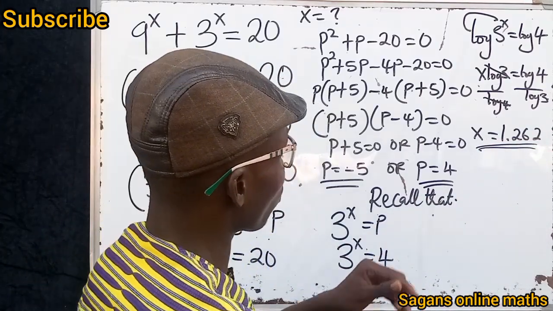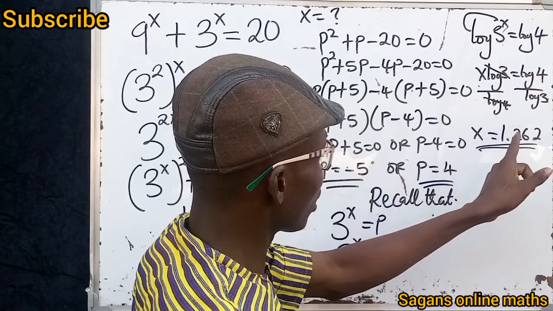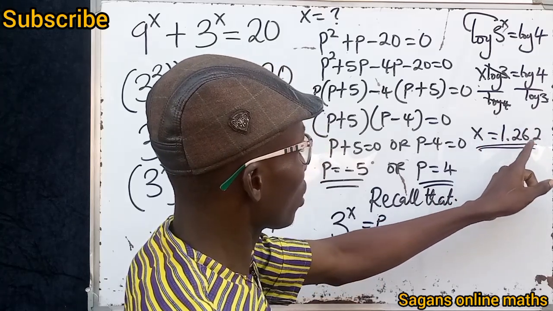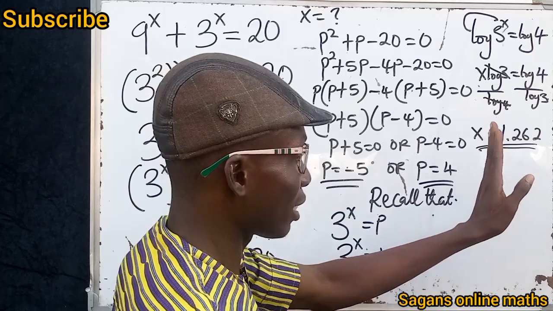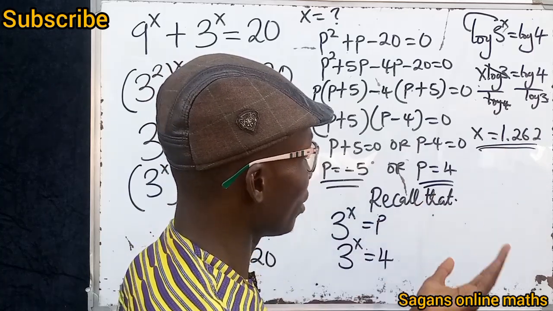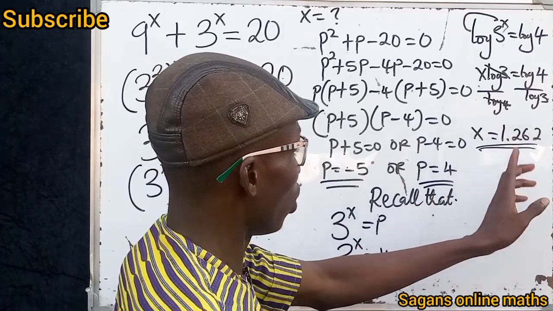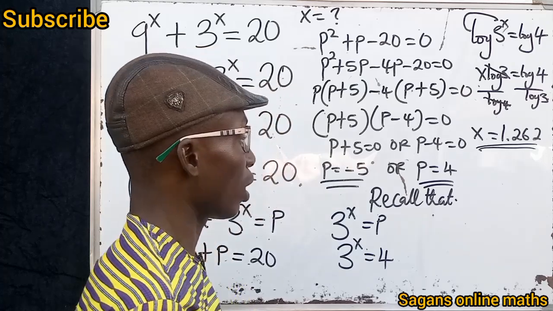Now if you punch your calculator, log 4 divided by log 3 is going to give us 1.262. This is at 3 decimal places. I leave it at 3 decimal places. You can also leave it at 2 decimal places, the same thing, because it cannot be simplified anymore. And this is the solution to this particular problem.